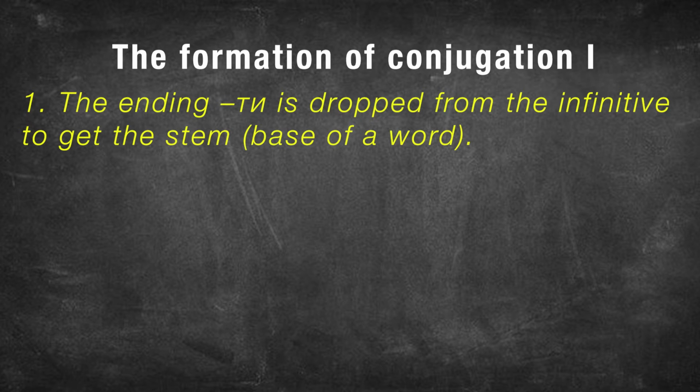Let's take a more detailed look at the formation of conjugation 1. The ending -ти is dropped from the infinitive to get the stem. For example, in the word знати, to know, the stem is зна, зна, and ends in a vowel. Let's repeat in what vowel it ends. Word знати, to know.